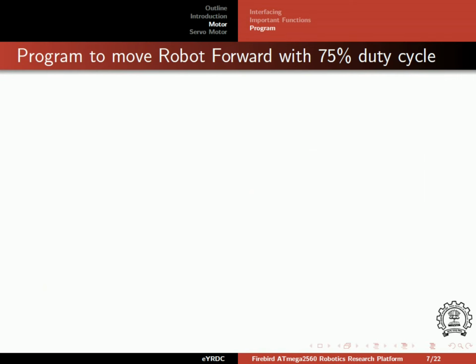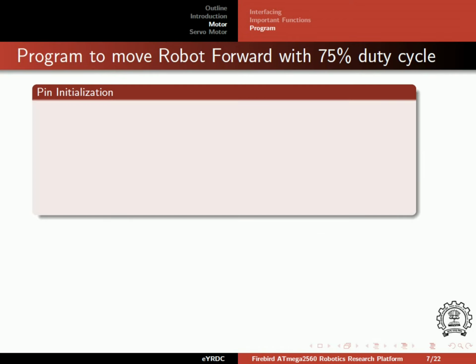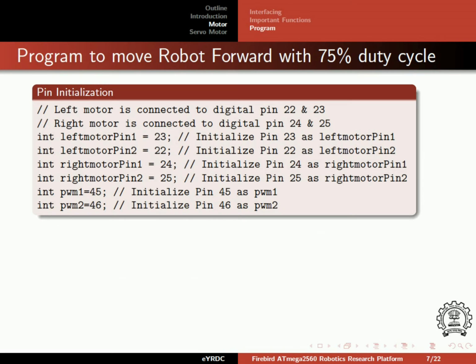Now let us proceed with writing the Arduino sketch to move the robot forward with 75% duty cycle for 1 second and stop for 1 second. Program begins with initialization of motor pins and PWM pins. For left motor, digital pin 22 and 23 are initialized as left motor pin 2 and left motor pin 1 respectively. For right motor, digital pins 24 and 25 are initialized as right motor pin 1 and right motor pin 2. Two PWM pins are assigned for motor control at D45 and D46 and are named as PWM1 and PWM2.